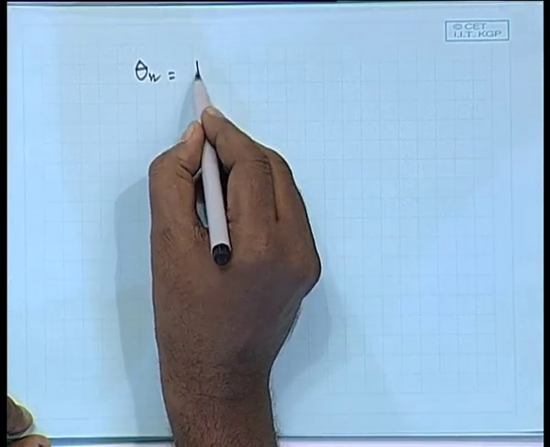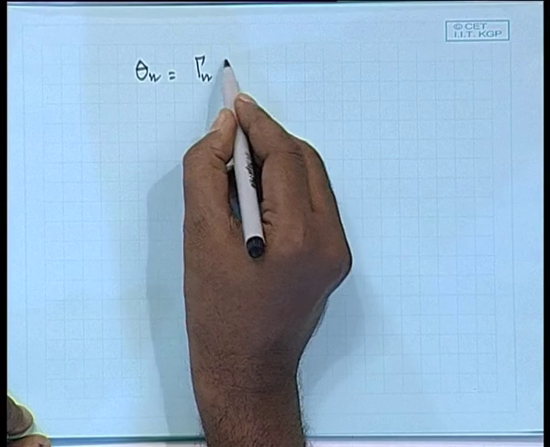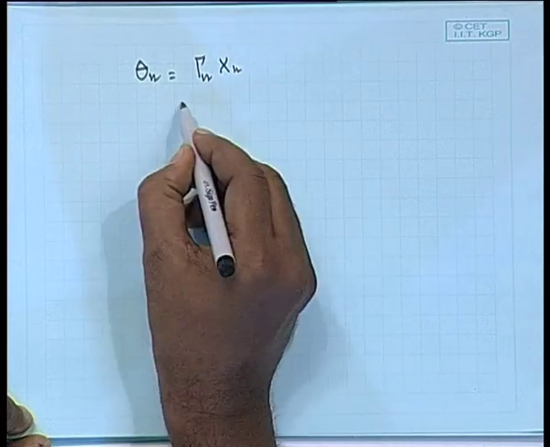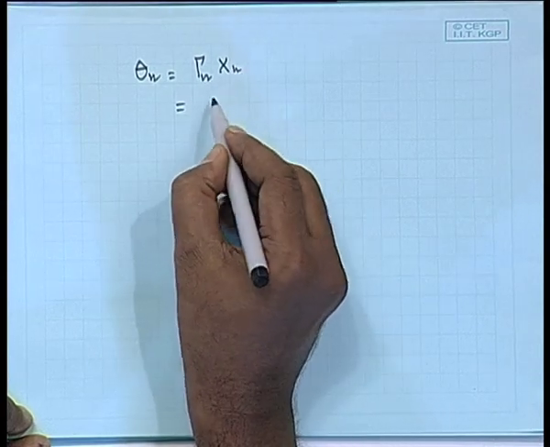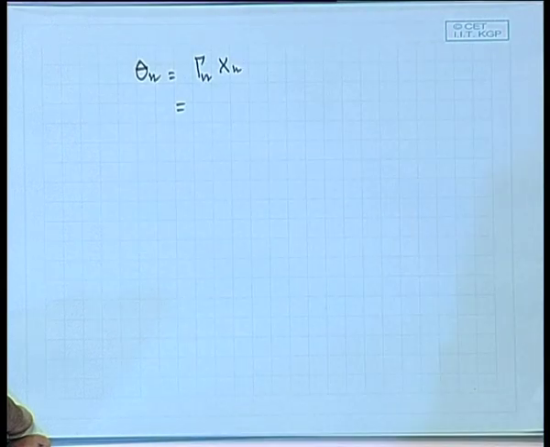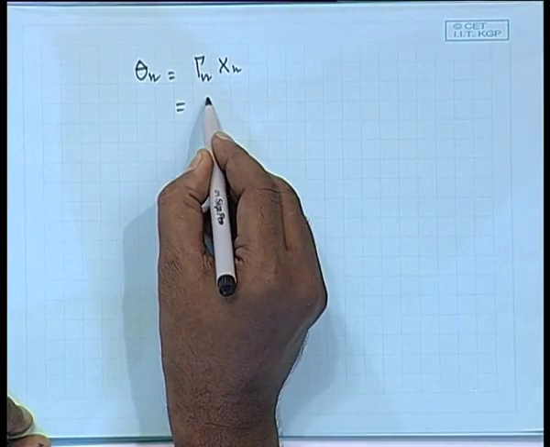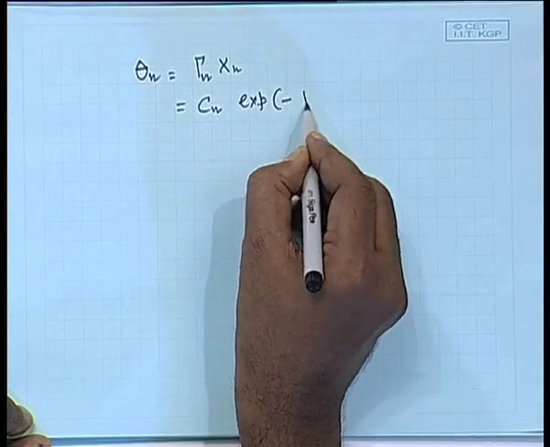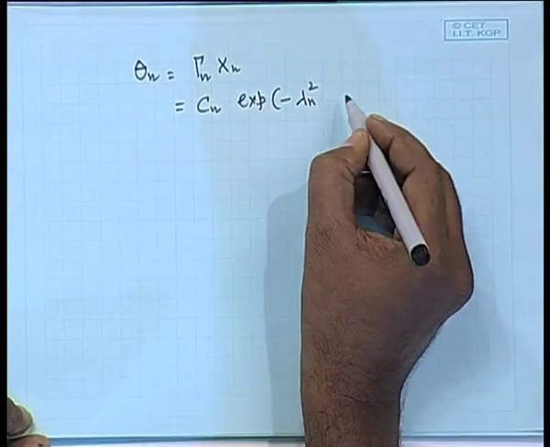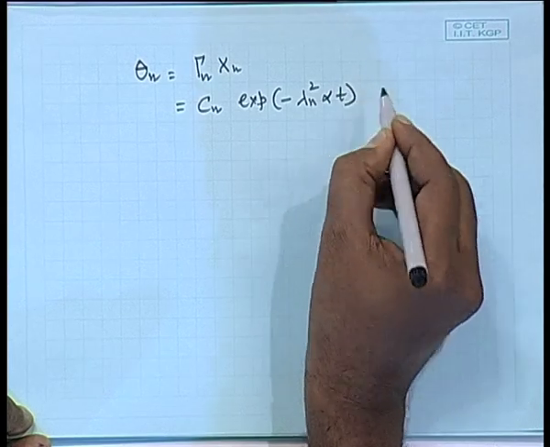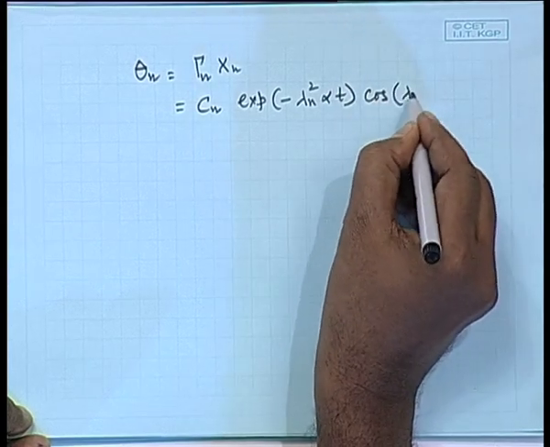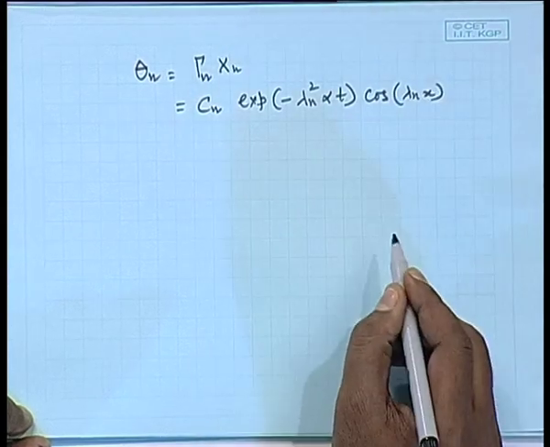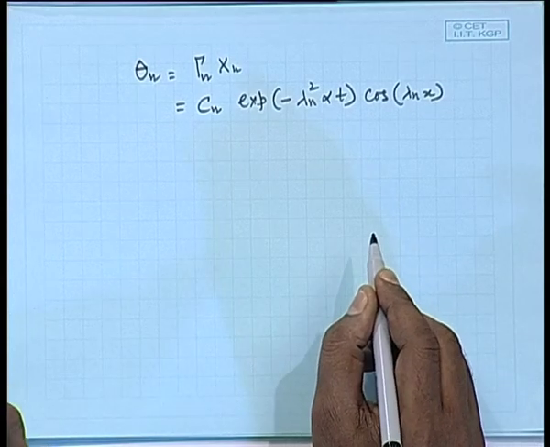Theta n is nothing but the product of tau n and x n. This is equal to C1, Ct and C2 will be multiplied, giving rise to a new constant, let us say Cn, exponential minus lambda n square alpha t cosine lambda n x, where lambda n is basically nothing but (2n minus 1) pi by 2.